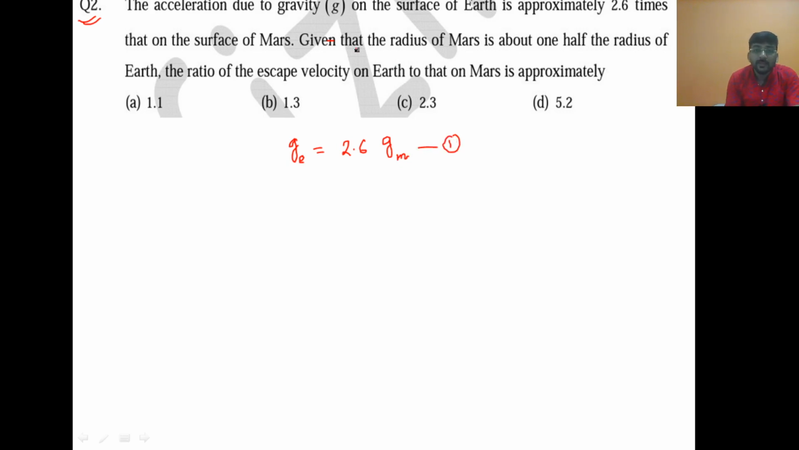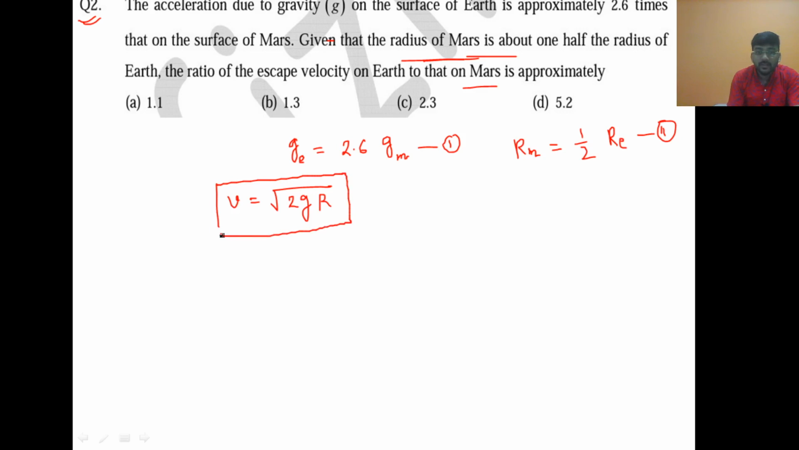And another condition given is that the radius of Mars, if we denote it as rm, is about 1/2 of the radius of the earth, that is re. These two conditions are given, and we are asked to find the ratio of the escape velocity on earth to that of Mars. So what is the expression of escape velocity that we know? That v is equal to root twice gr. This is the general expression of the escape velocity.